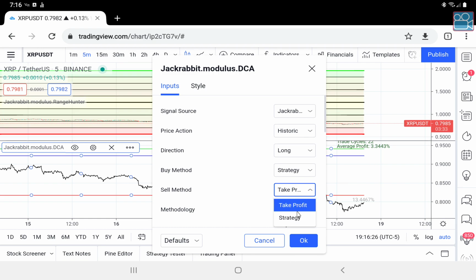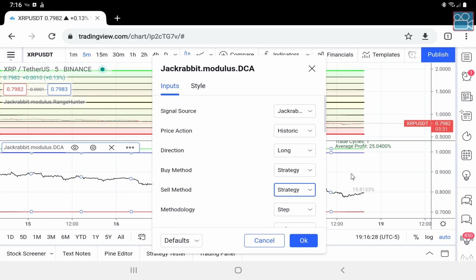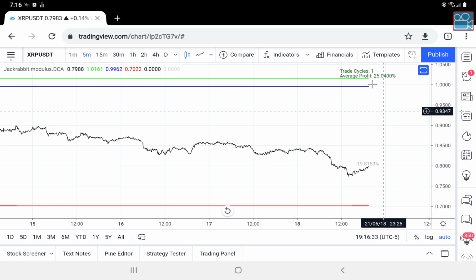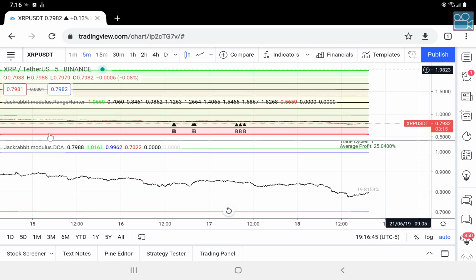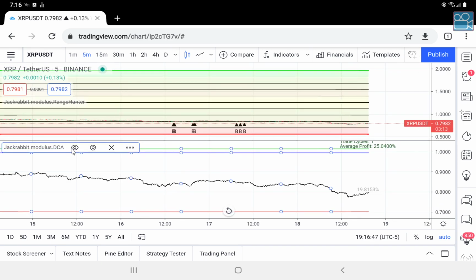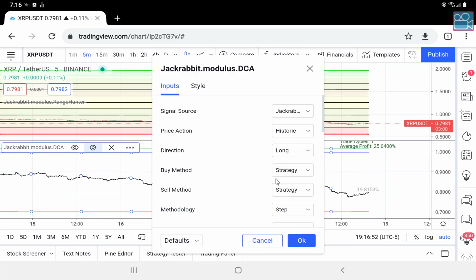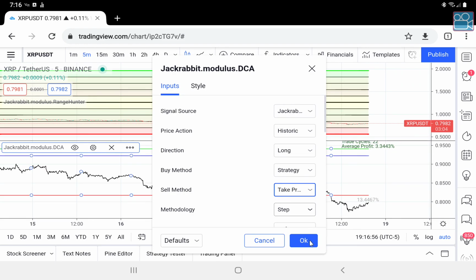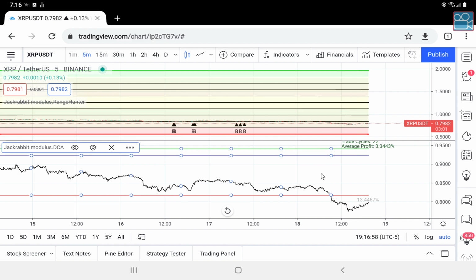But it's not much different than, so 66 versus 25. In this case, it is different. In a lot of cases, though, it's not that different. A lot of cases, it's only like 1 or 2% off between strategy and take profit. In this case, though, it is quite a bit different. So I would definitely recommend this approach.